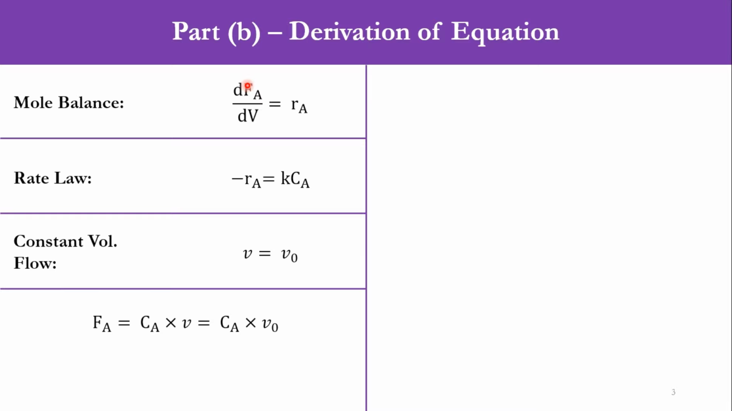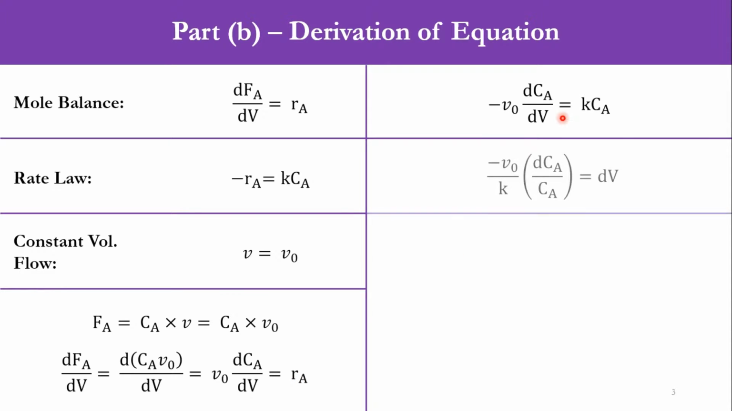Substituting the value of FA in this differential equation, we get d(CA V0) over dV. V0 is a constant term, so that comes out of the differential. Accordingly, V0 dCA over dV is equal to rA, or we can say dCA over dV is equal to rA over V0. This is the equation which we'll be using in Polymath.